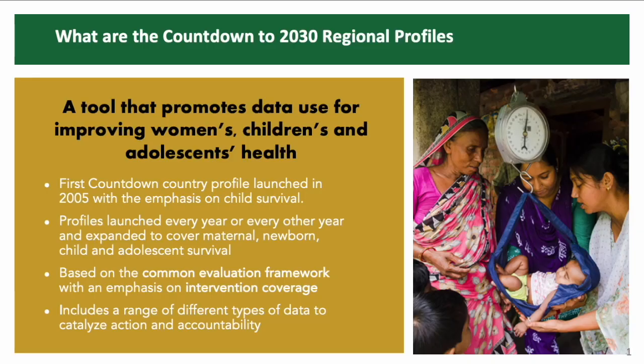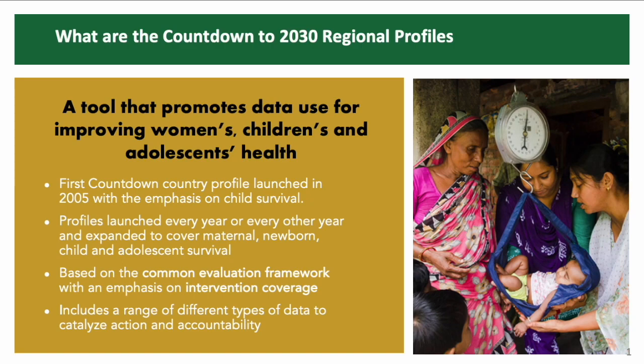The Countdown country profiles originally launched in 2005 with an emphasis on child survival. Profiles launched every year or every other year and expanded to cover maternal, newborn, child, and adolescent survival. They are based on a common evaluation framework with an emphasis on intervention coverage. They include data from a wide range of sources with the goal to catalyze action and accountability.